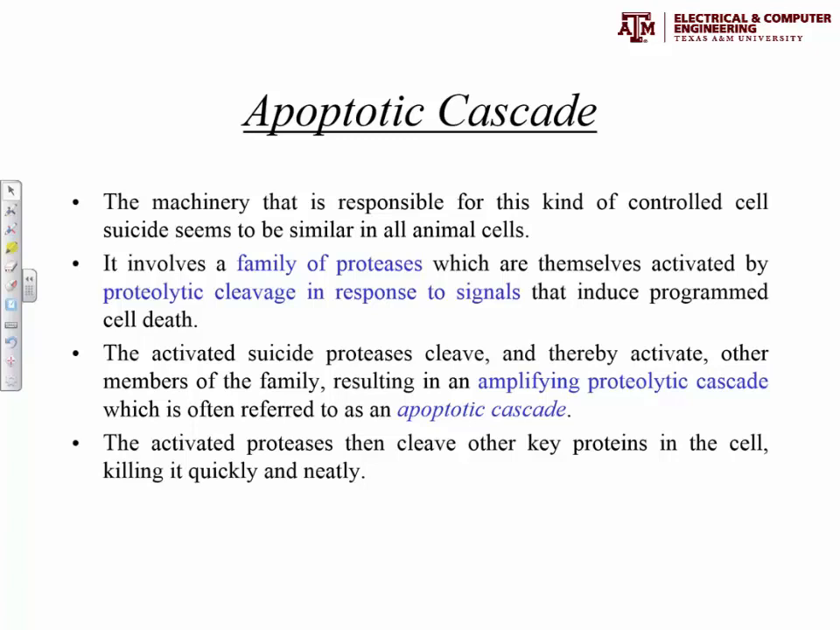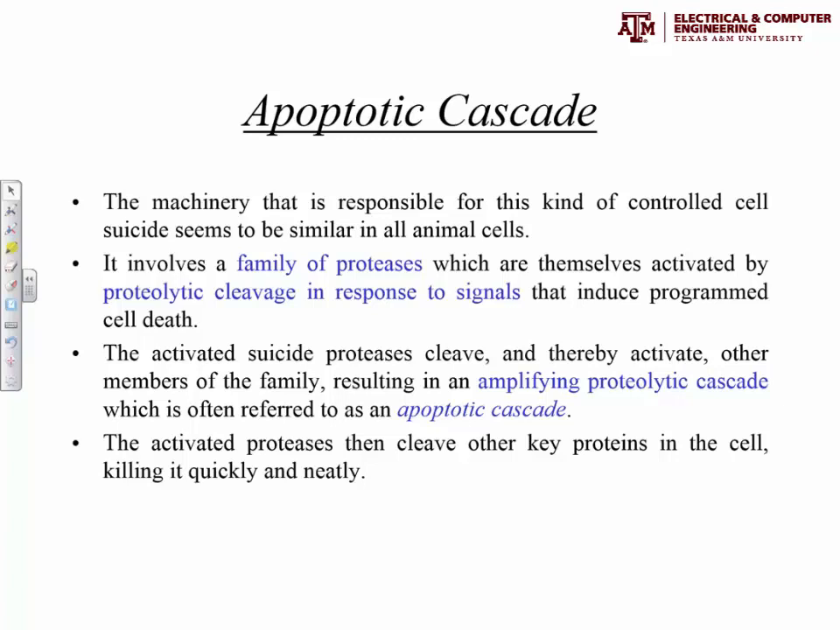Now the machinery that is responsible for controlling cell suicide seems to be similar in all animal cells. It involves a family of proteases. Remember, we talked about enzymes which break up proteins are called proteases. They are called caspases, cysteine aspartate proteases, okay. They have cysteine and aspartate as their amino acids. It involves a family of proteases which are themselves activated by proteolytic cleavage in response to signals that induce programmed cell death.